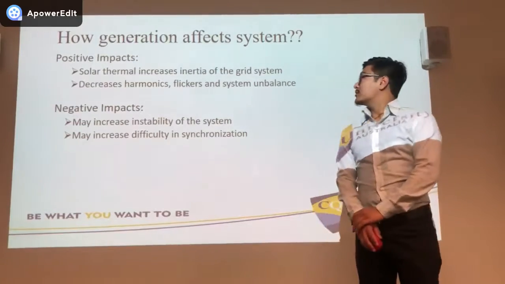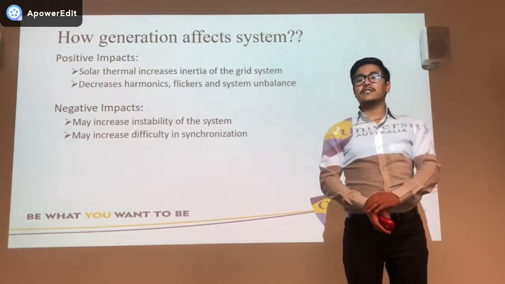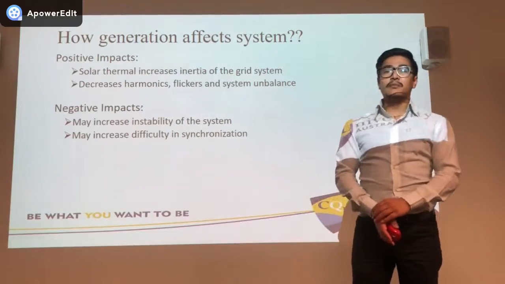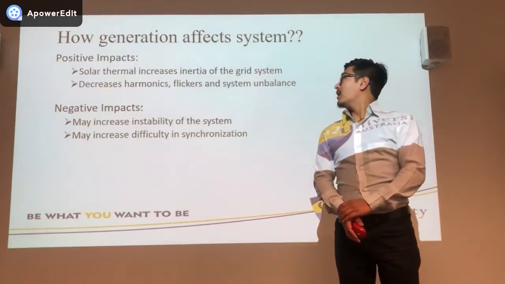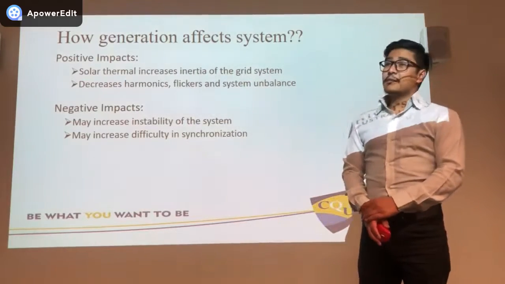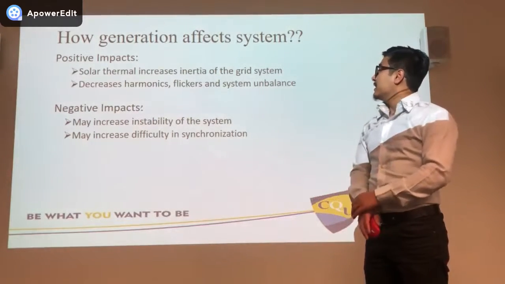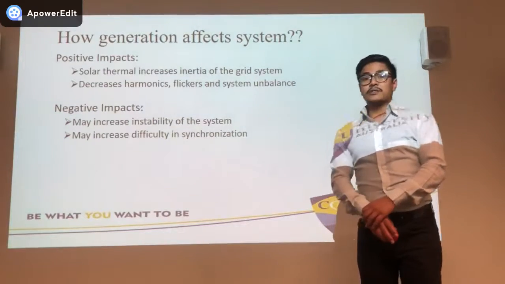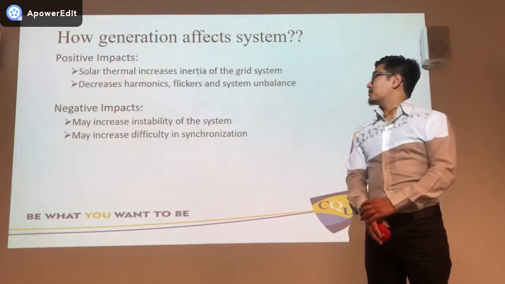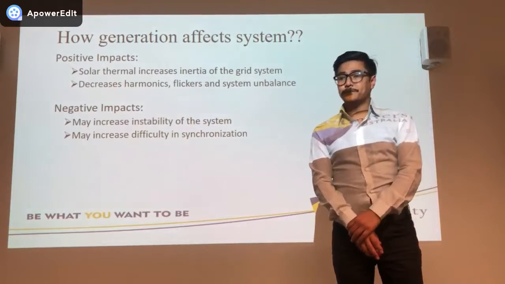Now I'll be talking about how our system gets affected by adding the new 550 megawatt solar thermal plant. There are both positive and negative impacts on the existing grid after adding the new generation system. Talking about the positive impact, the solar thermal plant increases the inertia of the grid system compared to solar PV. Moreover, solar thermal also decreases the harmonics, flickers, and the system unbalance.